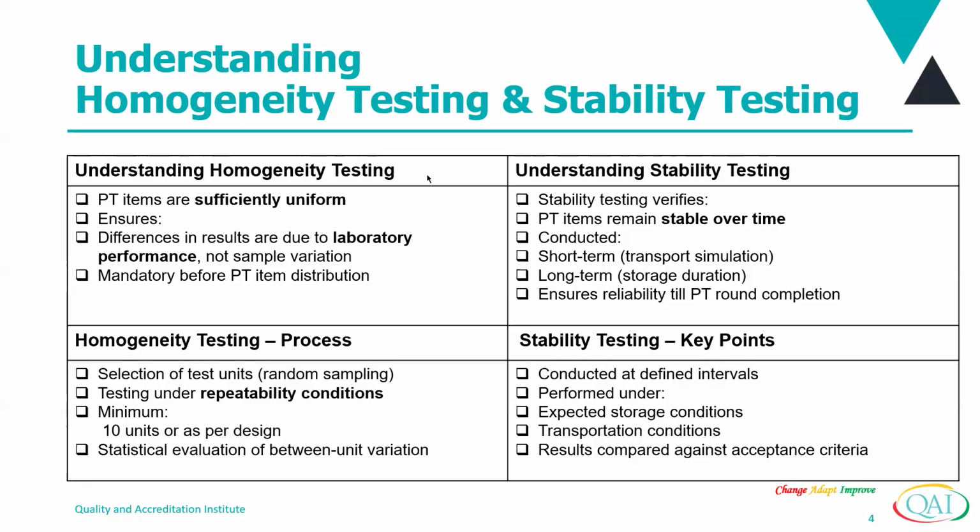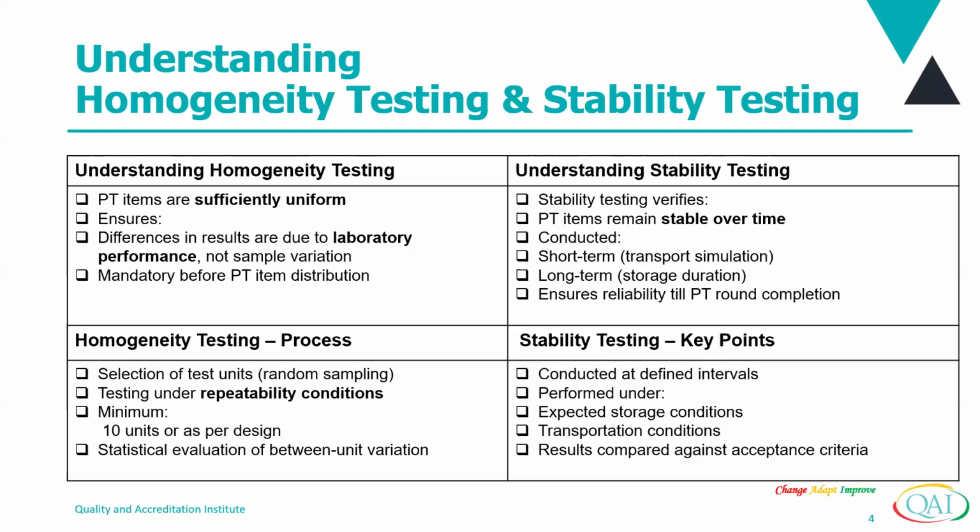In case of testing, we generally say PT items. In case of calibration, we say PT artifact. So the meaning is both. In any case, we will not say PT test sample or sample kind of. Technically, these terms are not correct. As per the standard, we have to call it a PT item only. Further, this confirms that any differences in participants' results are due to laboratory performance and not to sample variation. This is the main purpose of homogeneity testing.